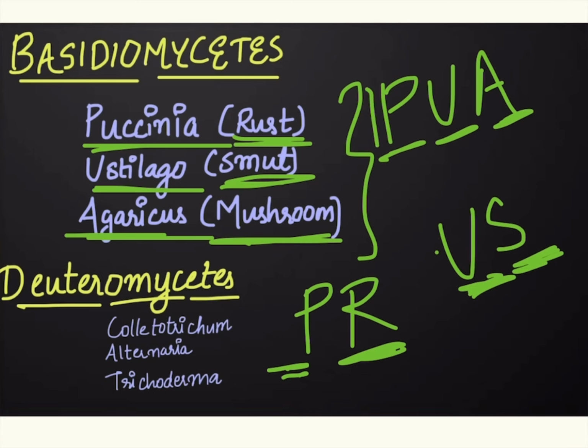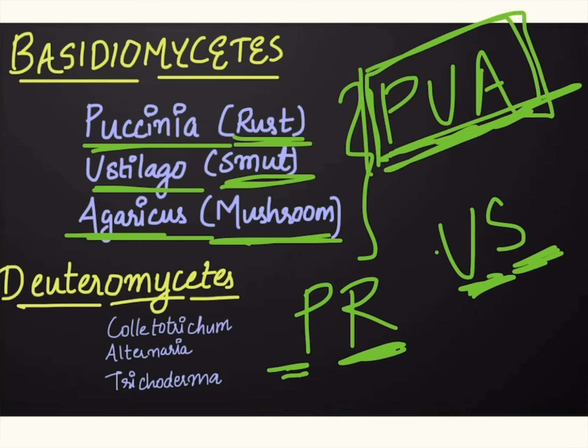Agaricus mushroom is another trick. So another example: PUA is the trick for the examples of the Basidiomycetes. P stands for Puccinia, and for Puccinia rust, the trick is PR. U stands for Ustilago, and for Ustilago smut, the trick is US.